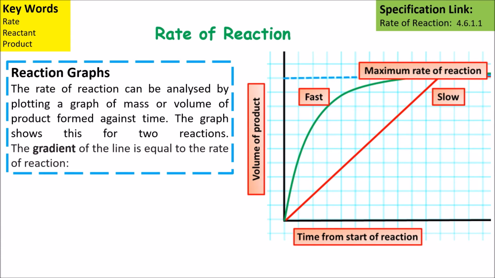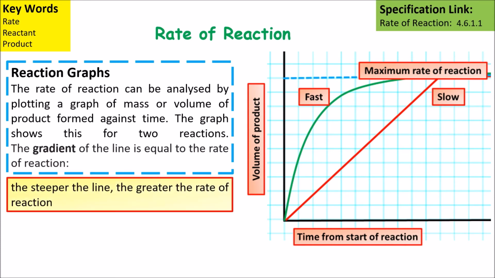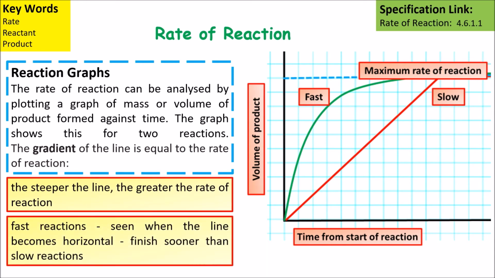So the rate of reaction can be analysed by plotting a graph of mass or volume produced against time. The graph shows this for two reactions. The gradient of the line is equal to the rate. So you can see there that a fast rate will be very different from a slow rate. The steeper the line, the greater the rate of reaction. Fast reactions are seen when the line becomes horizontal or finishes sooner than slower reactions.